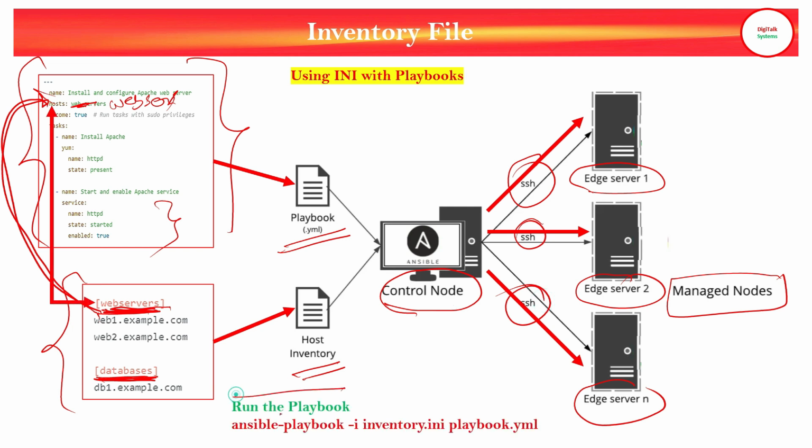How do we run the playbook? Simple: ansible-playbook, and then the name of your inventory file. Here it is inventory.ini, so this will be our inventory.ini file. Then whatever playbook you have created, specify the name of that particular YAML file. This way we can run it. Now let us go with the lab exercise. Whatever we have discussed so far about inventory files, there are different ways of defining inventory files, so let us see it with the execution.